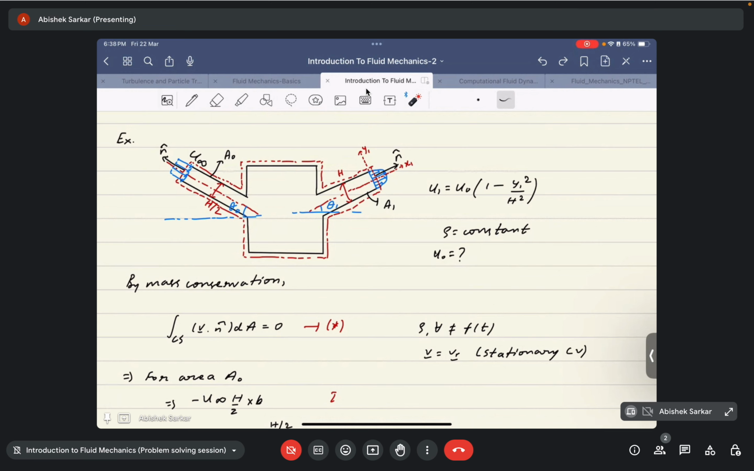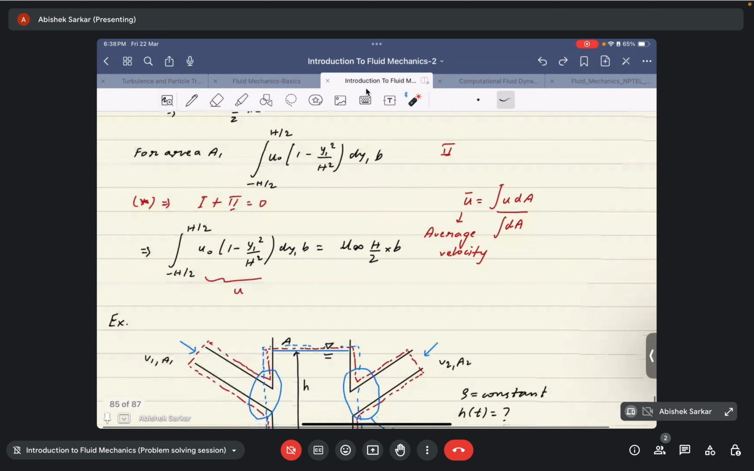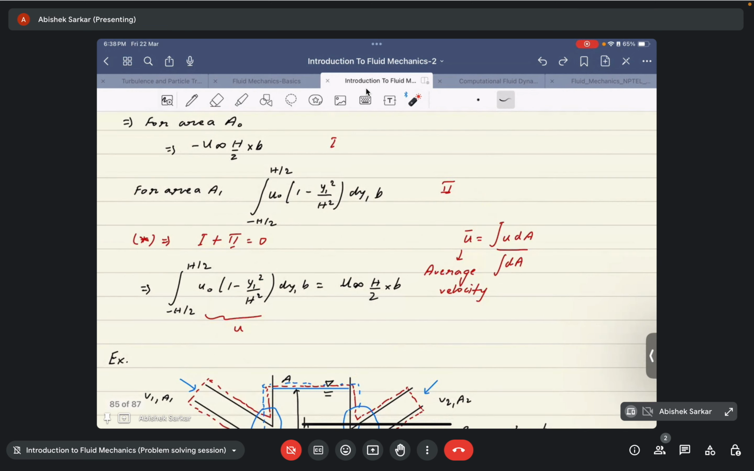Once you do that, again I have not solved it, the net volume flow will be equal to the sum of these two terms. This integral would be equal to u infinity h by 2 into b. Once you evaluate this integral, you can represent u0 in terms of u infinity and the known parameters, that is h and b. I hope this integration is very simple, so I just left it. You can go ahead and try to solve it.